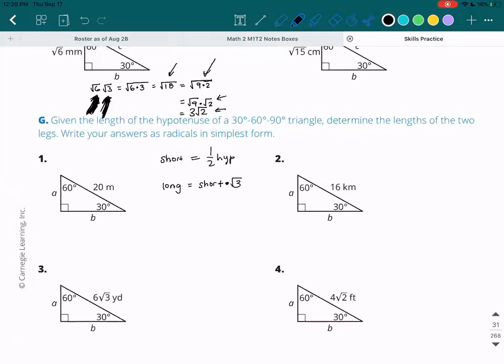Okay, let's do the short leg first. Is half of the hypotenuse. So we have over here, here's our short leg, here's our equation that we're using. We have 1/2 of the hypotenuse, which is 20. Half of 20 is 10. Okay, so that one's done. And then the long leg is equal to short leg times root 3. So we're going to plug it in. The short leg times root 3. So it's just 10 root 3. Done. Any questions on that one?